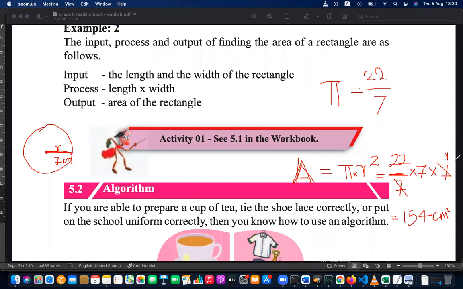Right? So this is how you find the area of a circle. Understood? Or not? Okay, this is a mathematics lesson, so you have to talk, guys.